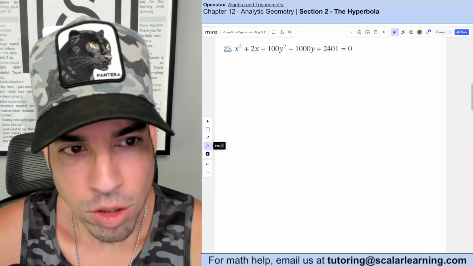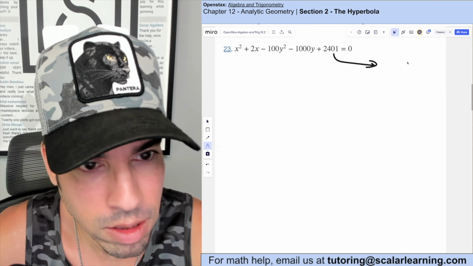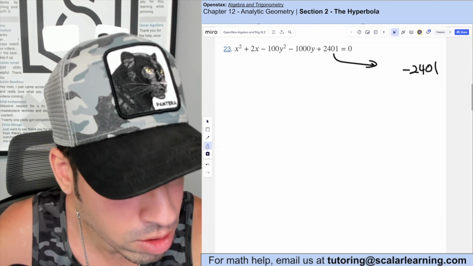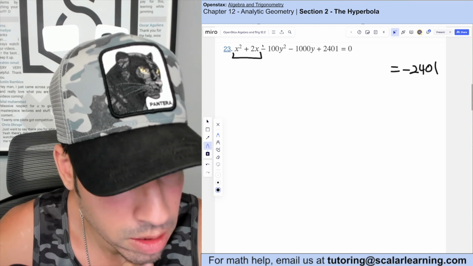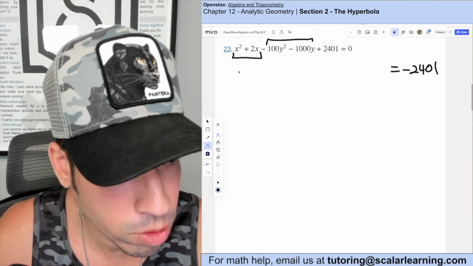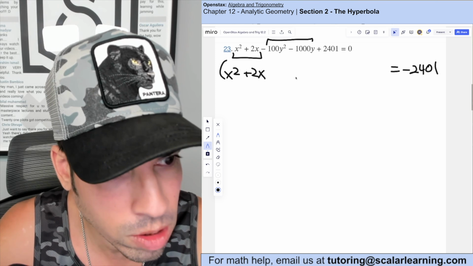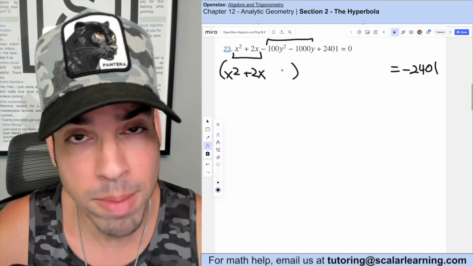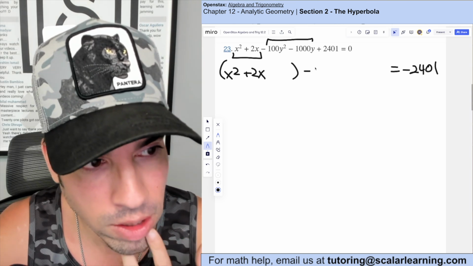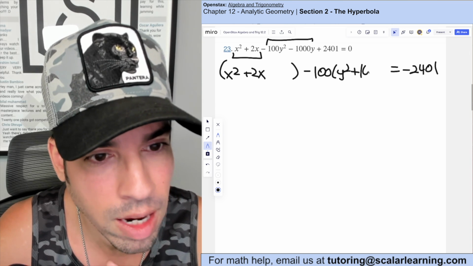Done. So for this one, we got to start by getting it into our nice standard format. The first step is to subtract 2401 from both sides, get that constant over there. Then I'm going to group these and these together, and I'm going to factor out a leading coefficient if there is one. But for the x squared, there is not. So we just leave that as is. I'm still going to put some parentheses around it just to remind us that we need to complete the square there. For the y, I can factor out negative 100, and then I got y squared plus 10y.